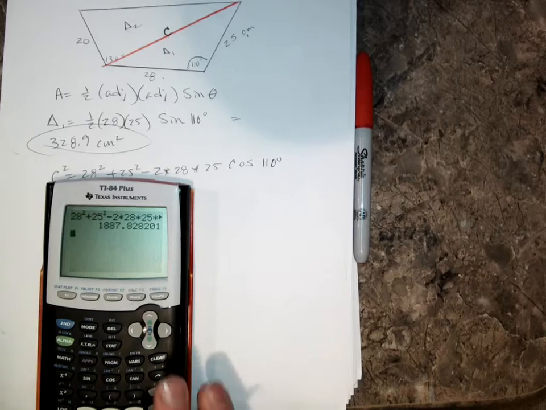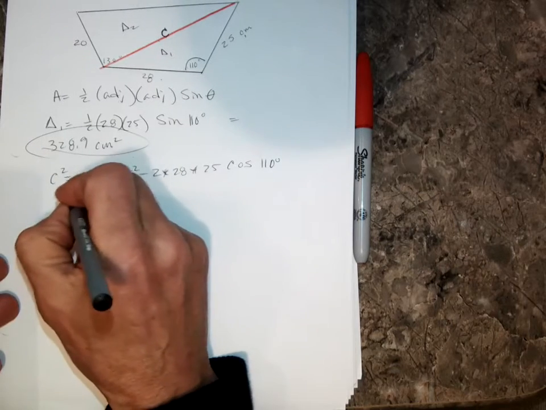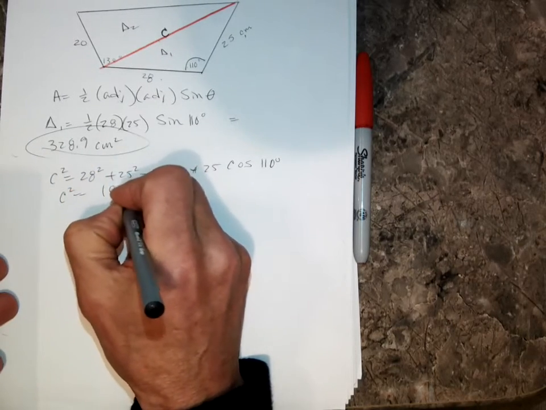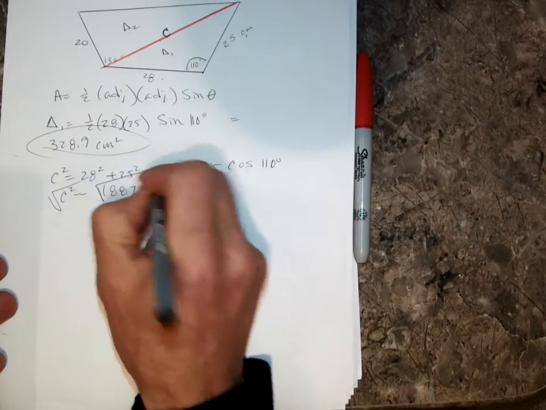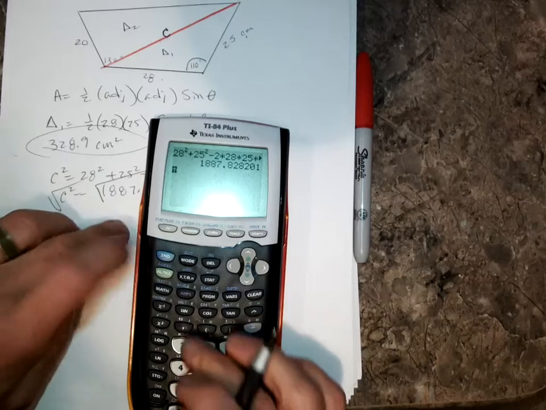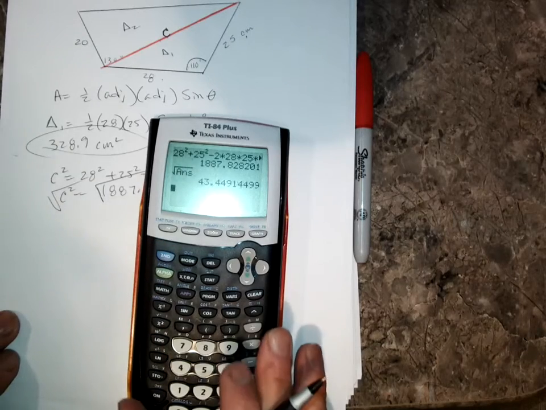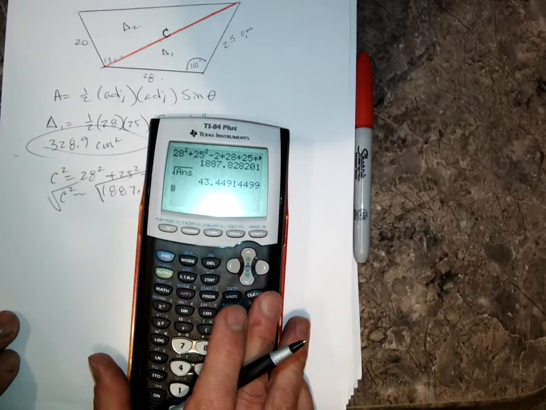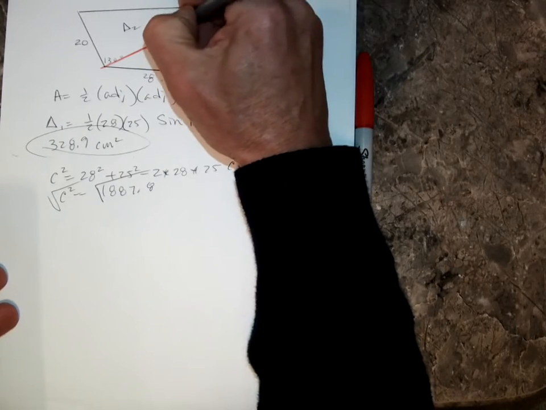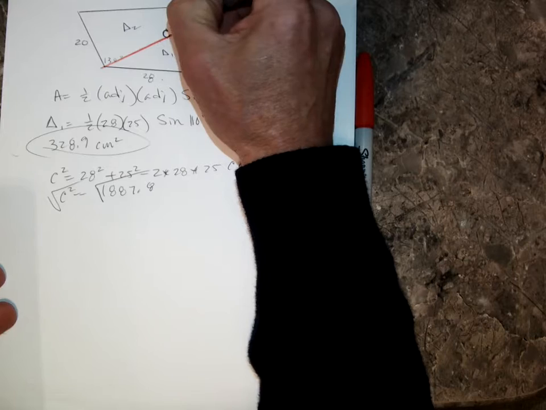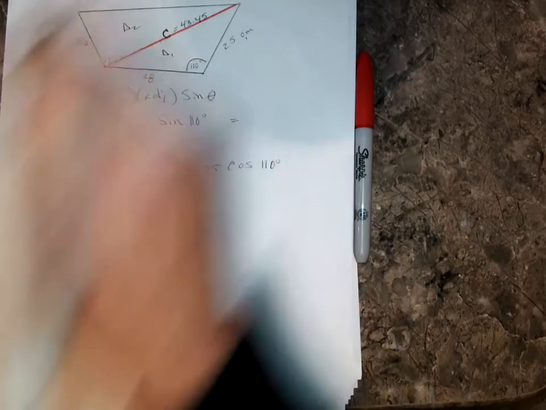And of course that's going to be c squared is equal to 1,880.7, but I'm going to square root both sides to get the value of that. So I square root that, and I get an answer of about 43.4. We'll say 43.45.